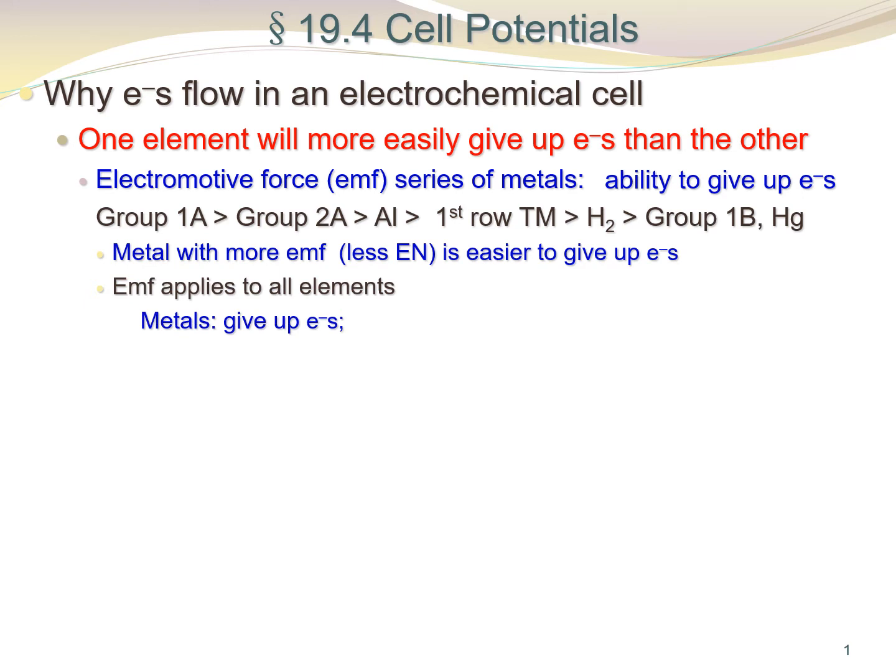As a matter of fact, EMF applies to all elements, including non-metal elements. But we understand metals tend to give up electrons, while nonmetals tend to gain electrons. So here, the nonmetal is something that we probably refer to as graphite, because graphite is an excellent electron conductor.